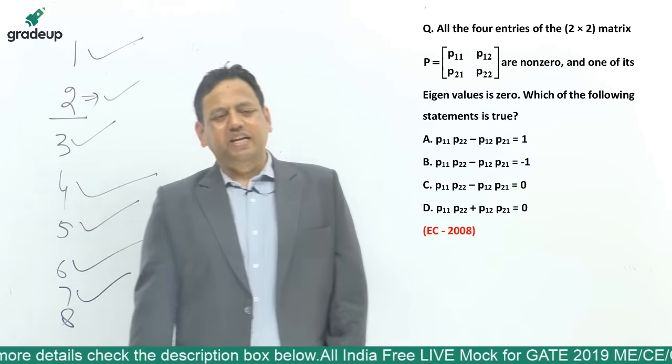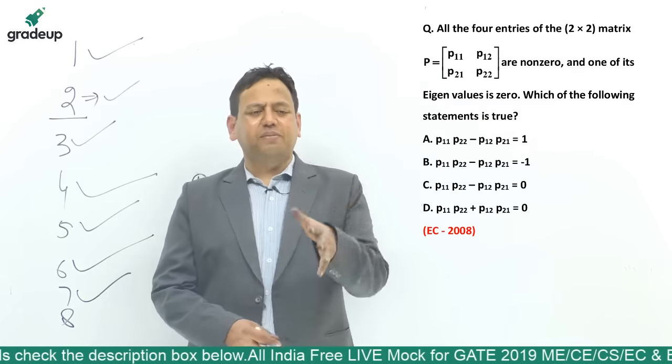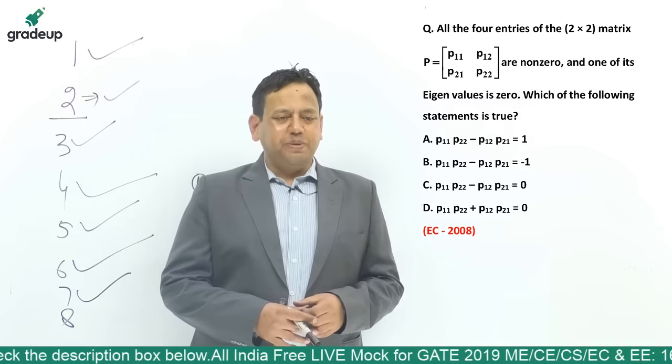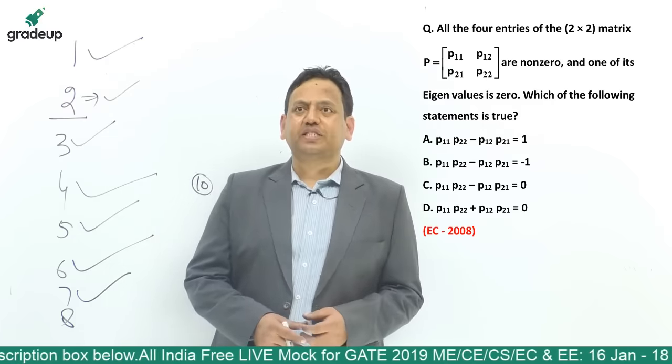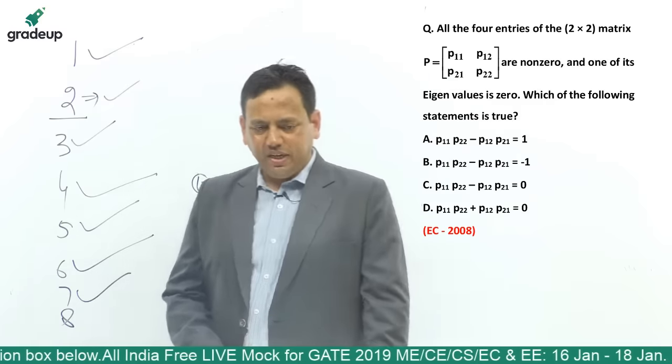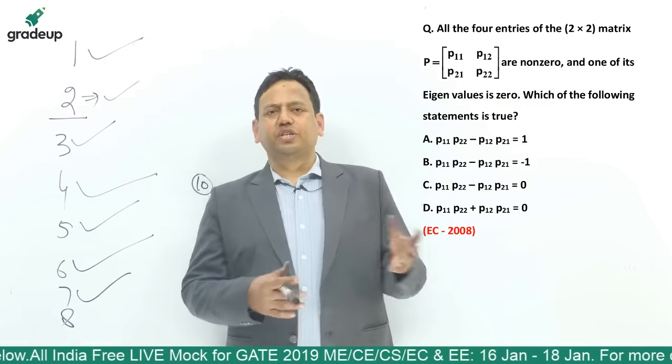Now they are saying eigenvalue is 0. So it means the product of the eigenvalues must be equal to 0. So the determinant of this matrix is equal to 0. So P11 P22 minus P12 P21 must be equal to 0. So that is the C option. Perfectly fine. Okay, so I hope you got the concept of eigenvalue and you can solve the questions of eigenvalue, eigenvector.